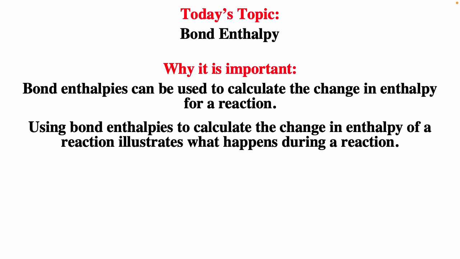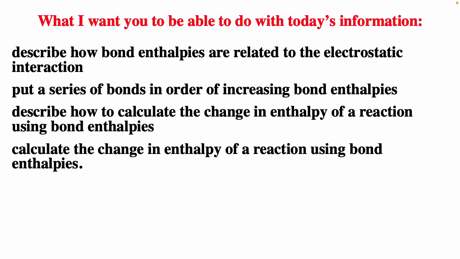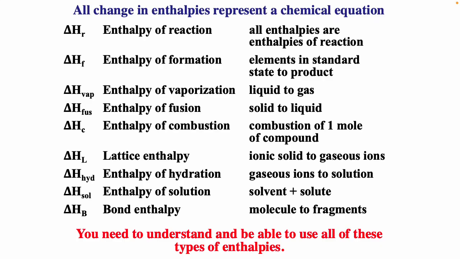Bond enthalpies can be used to calculate the change in enthalpy for a reaction. Using bond enthalpies to calculate the change in enthalpy for a reaction illustrates what happens during the reaction, so it can be very helpful. After watching this video, you should be able to describe how bond enthalpies are related to the electrostatic interaction. You should be able to put a series of bonds in order of increasing bond enthalpies. You should be able to describe how to calculate the change in enthalpy for a reaction, and you should be able to calculate the change in enthalpy for a reaction using bond enthalpies.